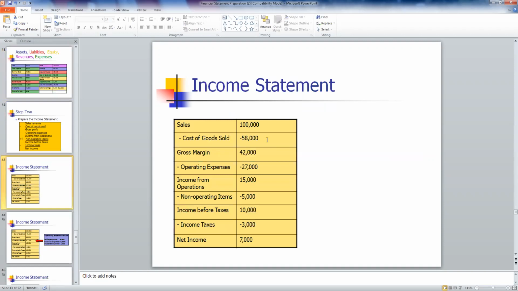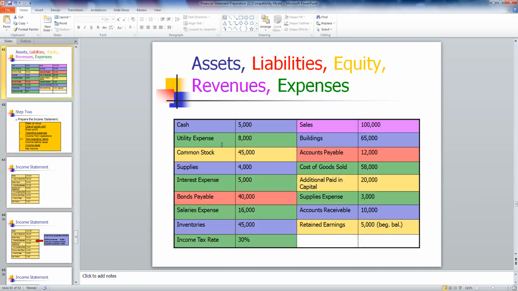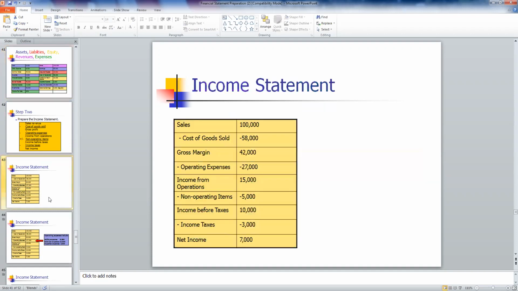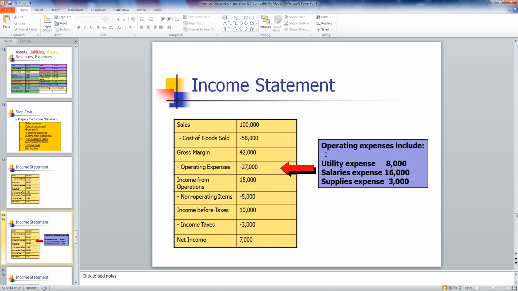Then the next item is cost of goods sold, and that's taken from the given number here, $58,000. And then we have operating expenses. We've combined the utilities, salaries, and supplies, in total $27,000. If I take my sales minus my cost of sales, that's gross margin. And if I subtract my operating expenses, that's my income from operations, or operating profit. That's as far as we're going to go, and that's as far as our focus is going to be.